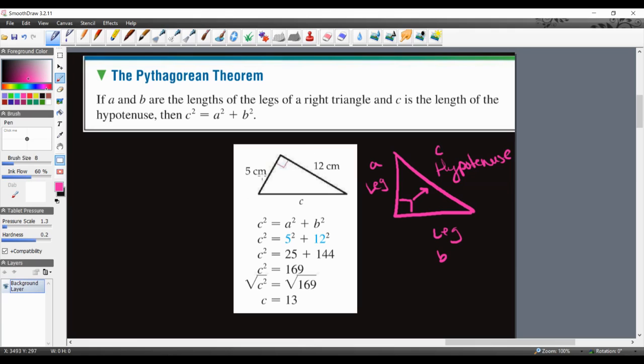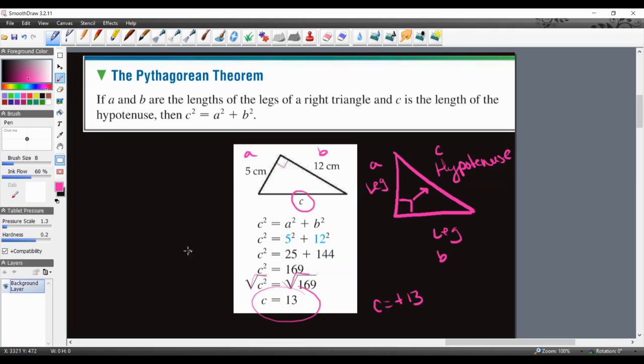So in the example that we have here, A is 5, B is 12, and we don't know what C is. So you just plug it in: A squared plus B squared equals C squared, which gives us 5 squared plus 12 squared, 25 plus 144, 169. The opposite of a square is a square root. Square root that, we get 13. And we're only looking at the positive roots because distance cannot be negative.